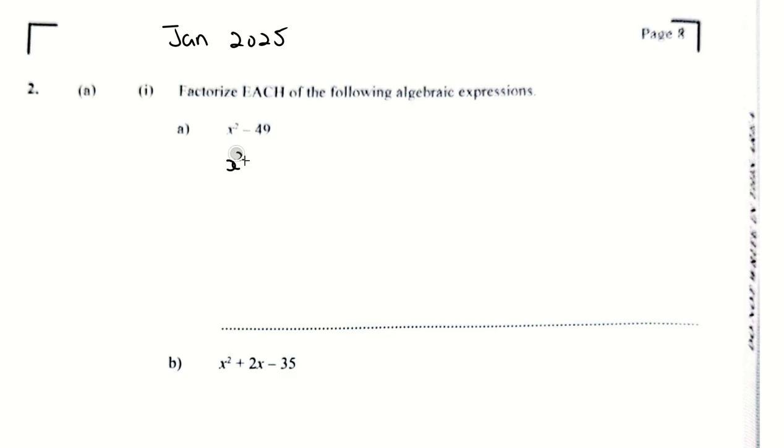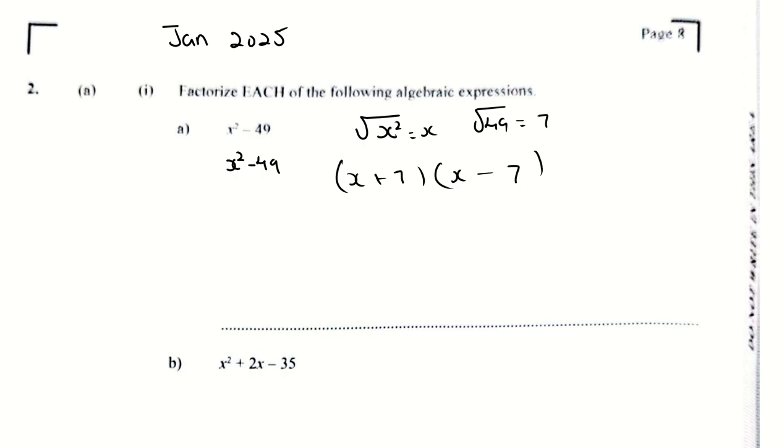If you're not seeing it, it's x squared minus 49, which is the difference of two squared terms. So when it is the difference of two squared terms, you find the square root of the first squared term and the square root of the second squared term. This is x, this is 7. You have two brackets, one with plus, one with minus, and you're adding and subtracting the answer that you got when you found the square root. So it'll be x plus 7 and x minus 7. And that is your answer for this.